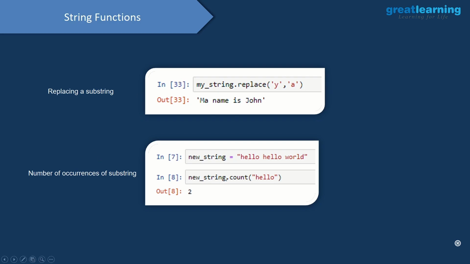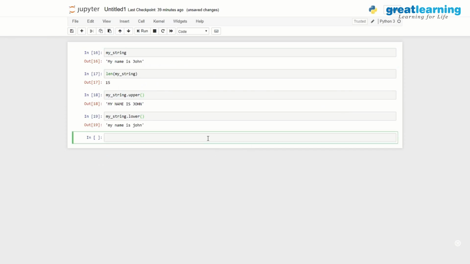Now, if you want to check the number of occurrences of a substring in a given string, so over here, as you see, we've got hello, hello world. Now, if I want to check the number of occurrences of hello, I can use the count method, and inside this, I will just pass in the substring. So we see that hello occurs 2 times. So let's work with both of these methods. So first, let's work with the replace method. So we've got the my string over here already.